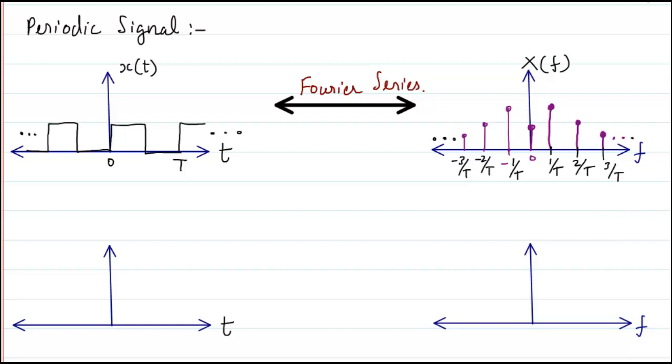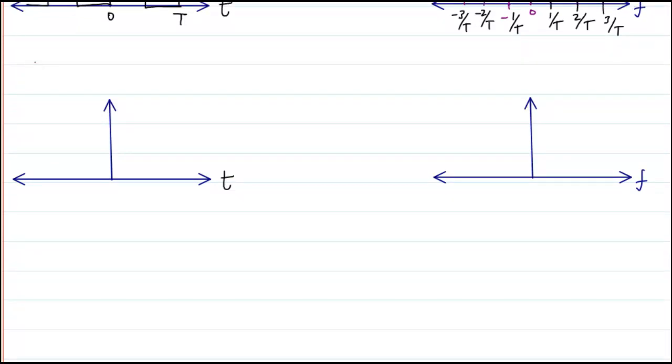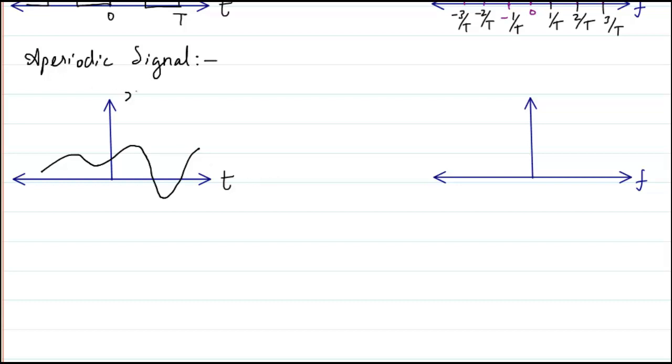Whereas in the case of an aperiodic signal, you may have a signal which is not periodic in nature. It may be any signal, but it is not periodic in nature. Let's say this is x of t.